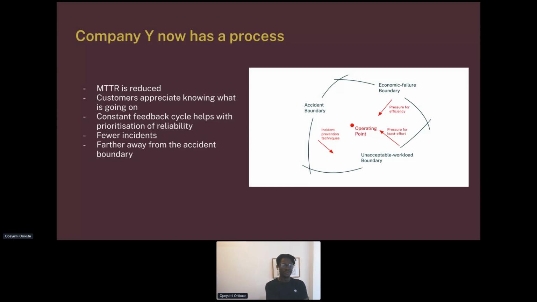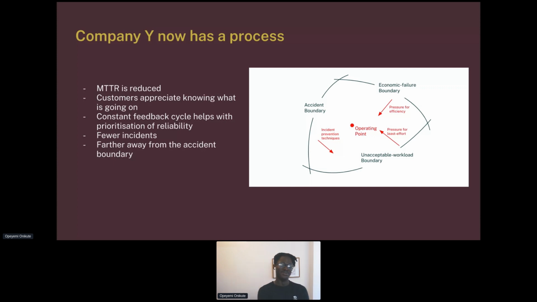Right. So now company Y has an incident response process. The benefits are very, very clear. Your mean time to resolve is reduced. Your incidents don't last for as long as they used to last before. And then your customers now appreciate knowing what's going on, right? They know that if there's something happening, they will know what is happening and they won't be kept in the dark. Especially if you're a very important system like a financial services system where people are quick to go to Twitter to complain.